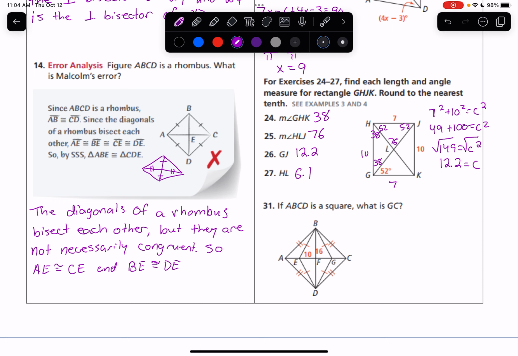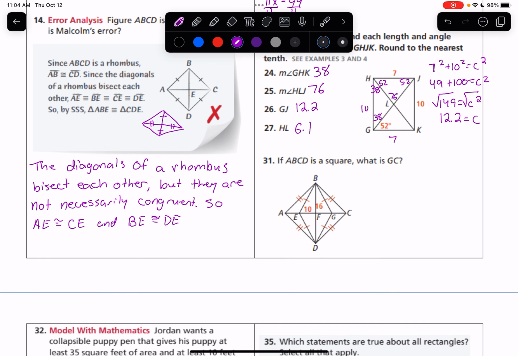All right, let's keep going. If ABCD is a square, what is GC? If ABCD is a square, then all of the diagonals will be congruent to one another, and they're all bisected. As it looks like BF is 16, and we're looking for GC right here. We know that FG is 10 because, again, that's symmetrical and bisected. But from F to C will be 16. So we just do 16 minus the 10 we already know, and we find out that GC is 6 units.